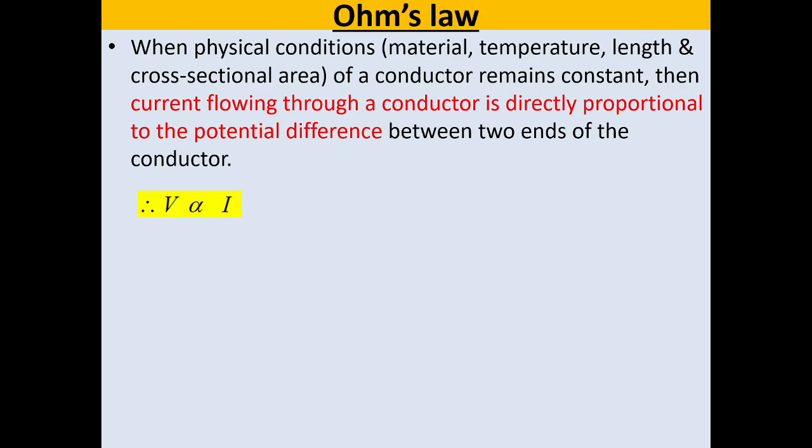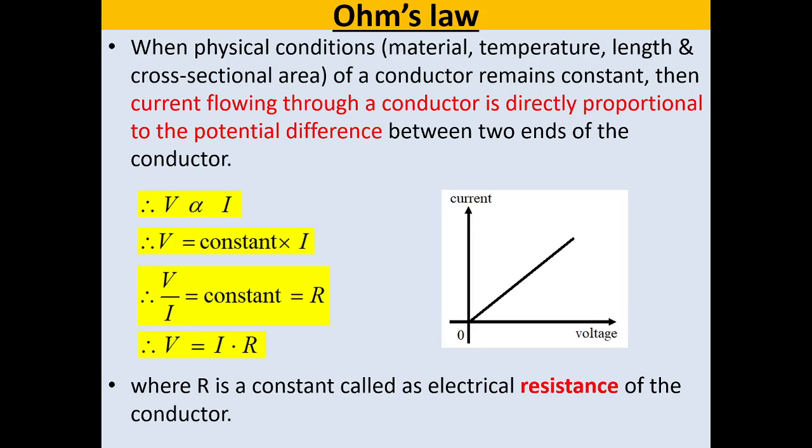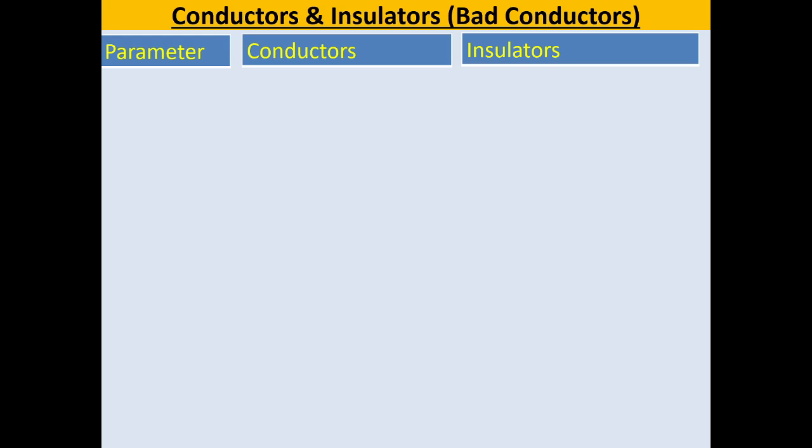So we write simply V is directly proportional to I. We always remove the proportionality symbol and take a constant here. This constant, in this case, is denoted by the symbol capital R, called the resistance of the conductor. So we write V = IR. R is a constant called the electrical resistance of the conductor. If we plot a graph of current to voltage, then it will simply be a linear graph.